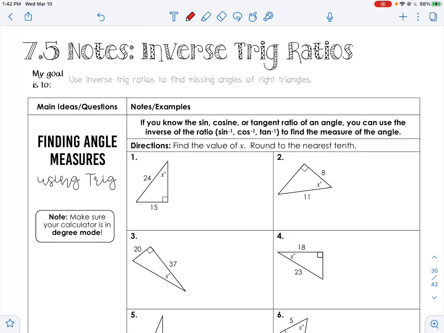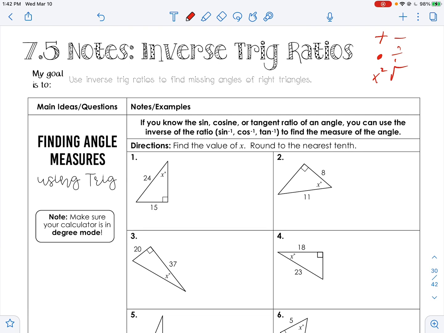Unit 7, Section 5, inverse trig ratios. Inverse means you've replaced the y with the x. Okay? You've replaced the input with the output. And it also means reverse, right? So the inverse of plus is minus, the inverse of multiply is divide, the inverse of squared is square root.